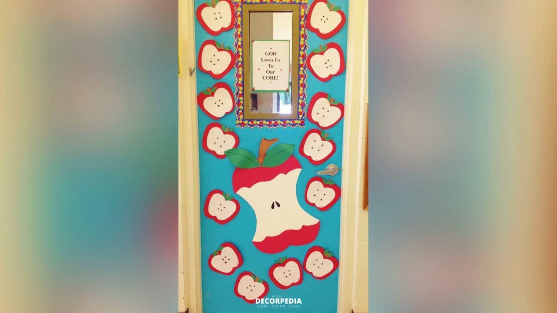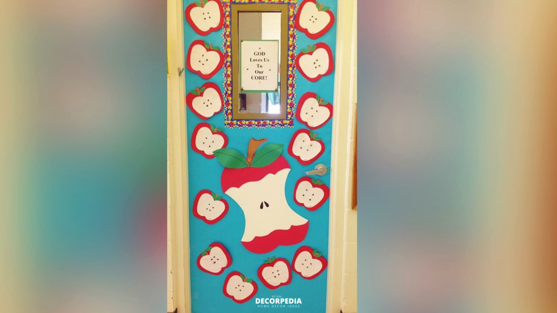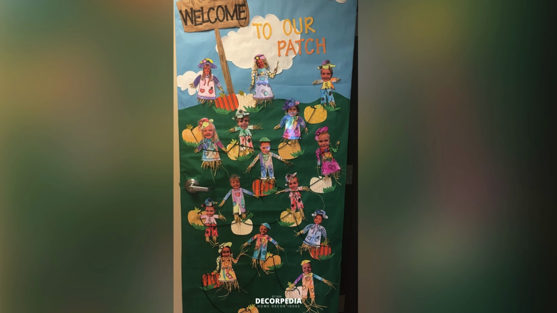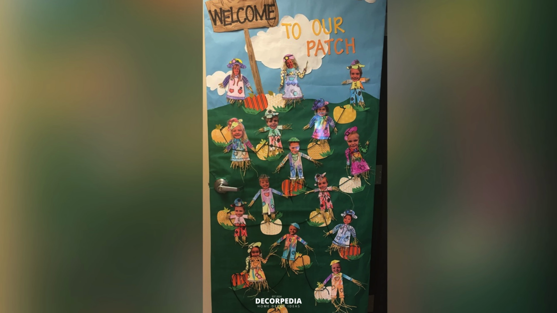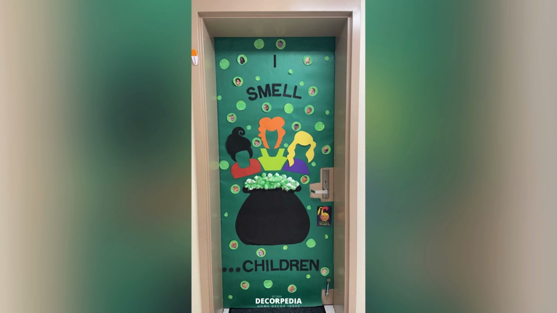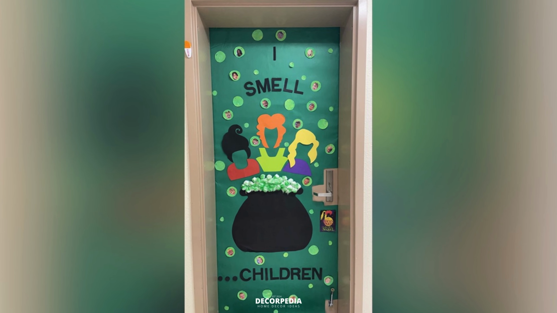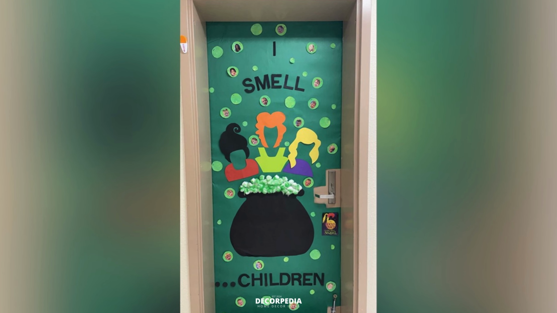Student names. Create leaf cutouts with each student's name, making each student feel included and represented in the design. Class motto. Display your class motto or a favorite quote in a fun, autumnal font. This adds an educational twist while reinforcing a positive classroom environment.